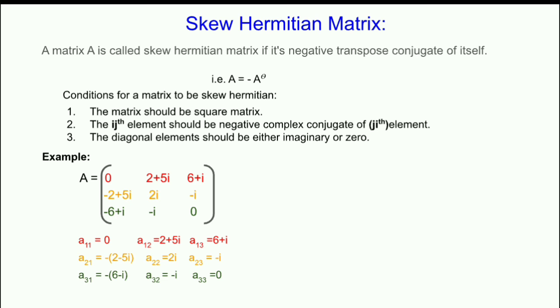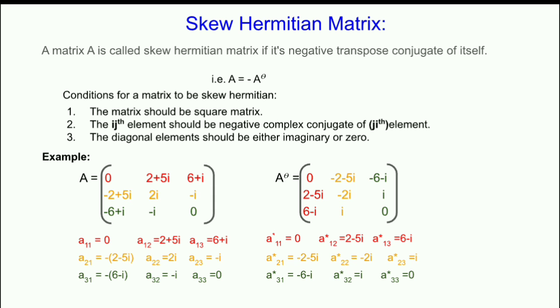The complex conjugates of these numbers are A11 star is 0, A12 star is 2 minus 5i, A13 star is 6 minus i, A21 star is minus 2 plus 5i, A22 star is minus 2i, A23 star is i, A31 star is minus 6 plus i, A32 star is i, A33 star is 0. So, we get the transpose conjugate matrix as A theta equal to 0, minus 2 minus 5i, minus 6 minus i, 2 minus 5i, minus 2i, i, 6 minus i, and 0.